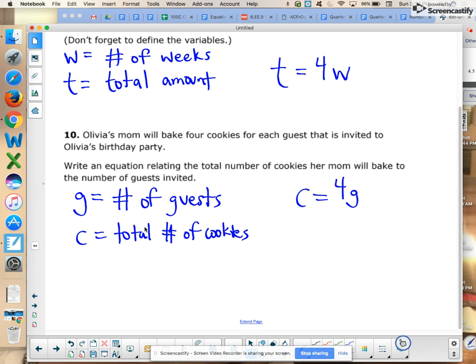Now we need to go back and talk about how to make tables of values for these and graphs for these contexts. We've covered equations. Now let's go back and do the other.